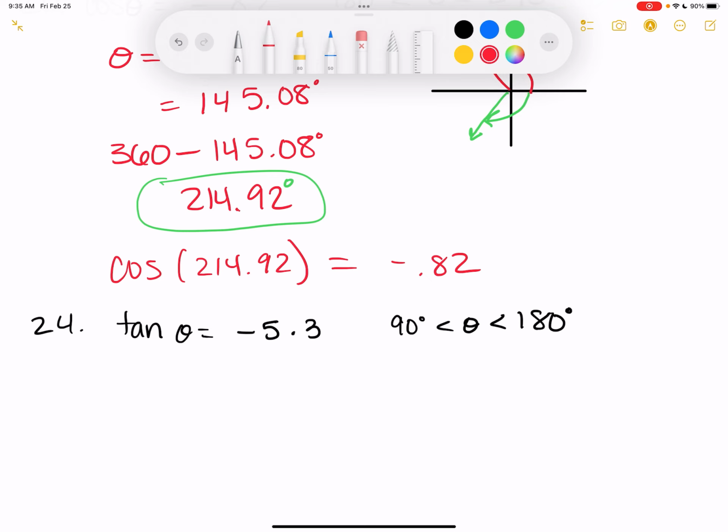All right, how about this one? Okay, you gotta do the arctan. The answer is going to be in quadrant two. Okay, that arctan is negative 79.32 degrees.